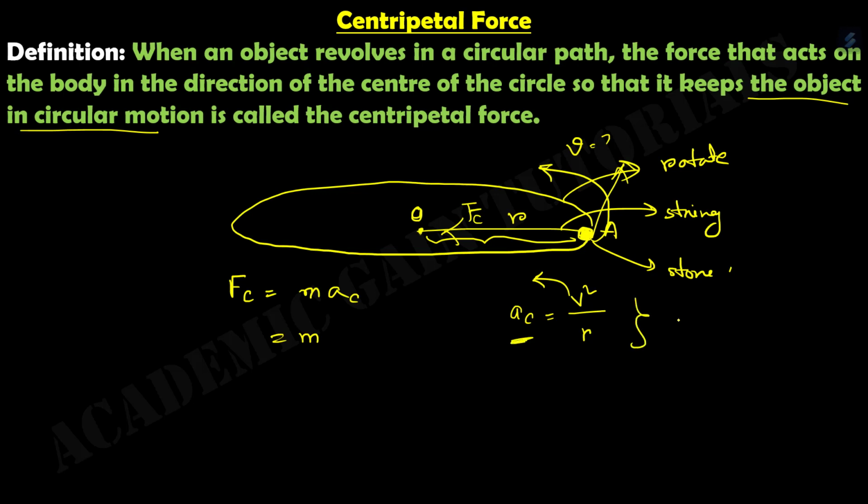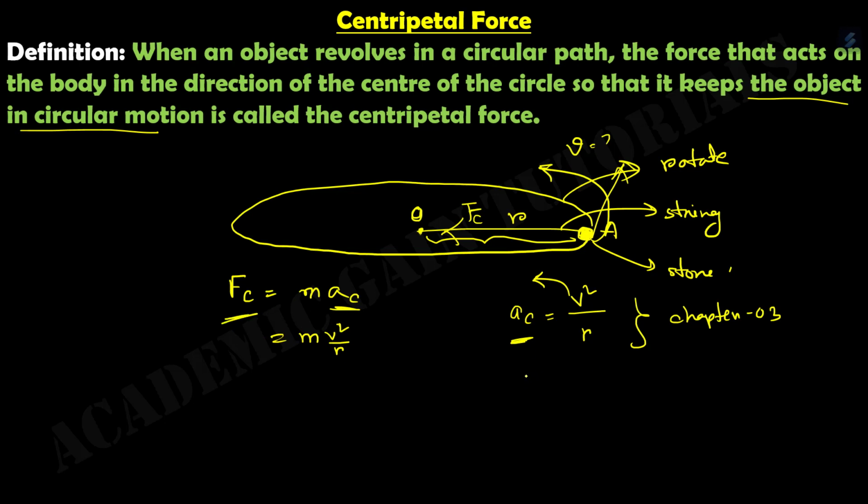We discussed it in our chapter 3. So here, instead of a_c, we will use v squared by r. So this is one formula for finding our centripetal force F_c.